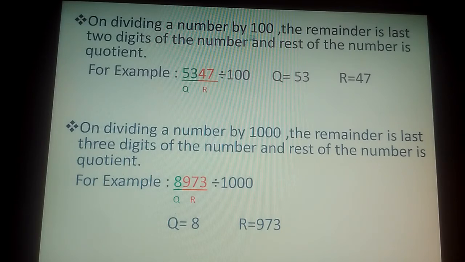On dividing a number by 100, the remainder is the last 2 digits of the number and the rest of the number is the quotient. Last 2 digits here are 47. So 47 is the remainder and 53 is the quotient. On dividing a number by 1000, the remainder is the last 3 digits of the number and the rest of the number is the quotient. Suppose we are dividing 8973 by 1000. So the last 3 digits are 973. So this is the remainder and 8 is the quotient. You can try it in your notebook. You will get the same answer.